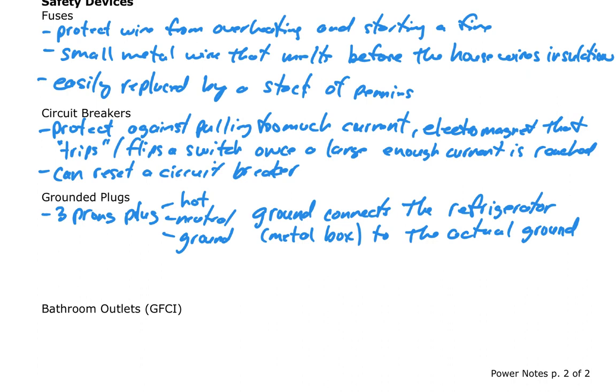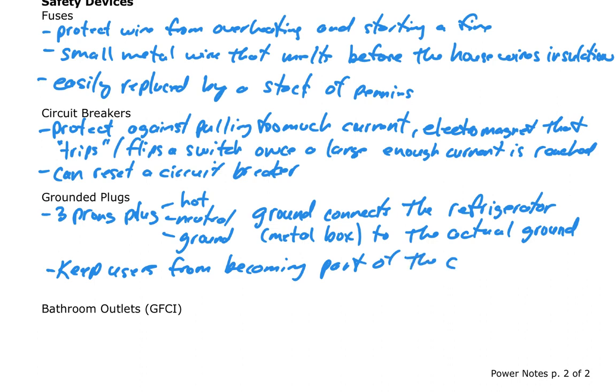So the idea is to keep users from becoming part of the circuit. So how does the ground do this? Well, the ground wire goes right from the refrigerator box, the metal part, to the ground.